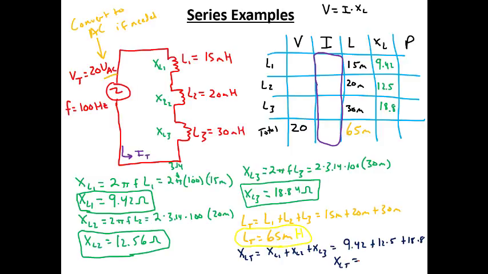So X sub L total equals 9.42 on my calculator plus 12.5 plus 18.8, and I get 40.7 for X sub L total. So we'll do that here, 40.7. All right. So now what I need to do is find the total current. So I'm going to do that on the next page here.